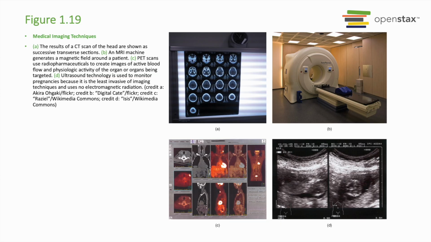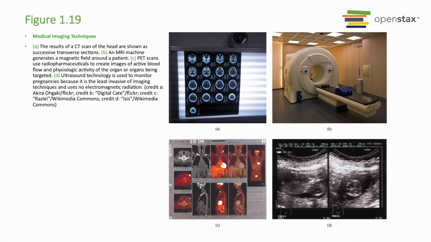Photo A, the results of a CT scan, shows 17 different transverse views of the skull, each taken at a different depth along the superior-inferior axis. The images are translucent, similar to an X-ray, and are viewed on a light board. Photo B shows an MRI machine, which is a large drum into which lying patients enter via a conveyor belt.